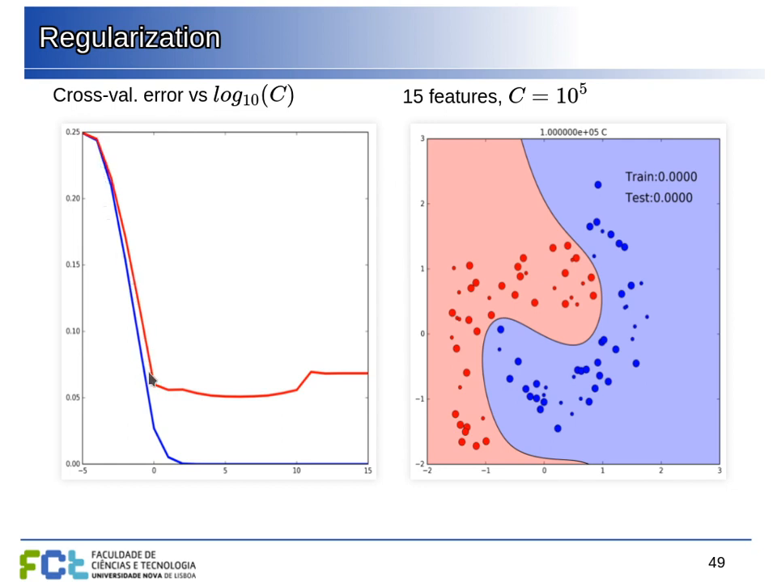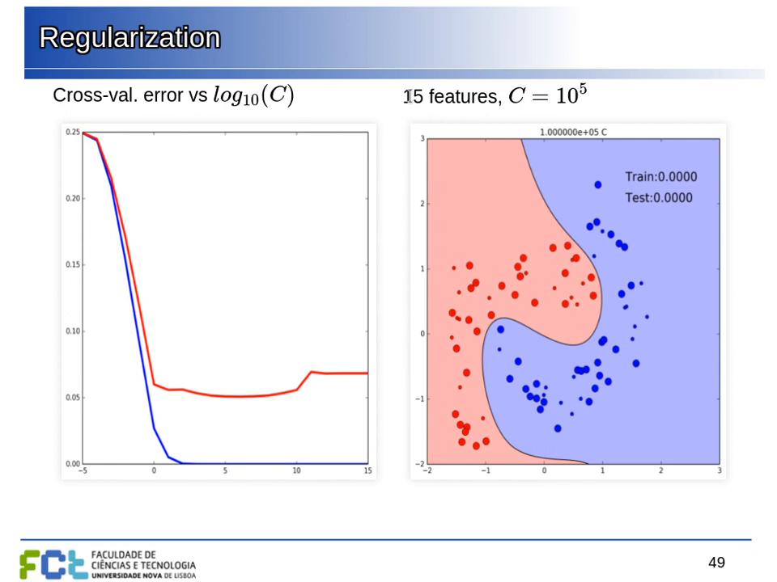Then as we decrease regularization a bit by increasing the value of C, we start reducing the training error, but at some point the cross-validation error also starts increasing a bit. So if we take too much regularization, we start having too much flexibility.